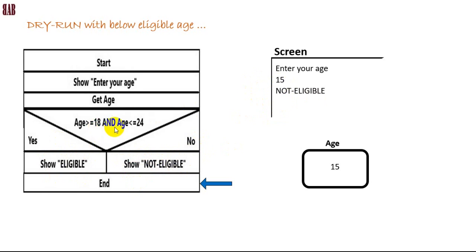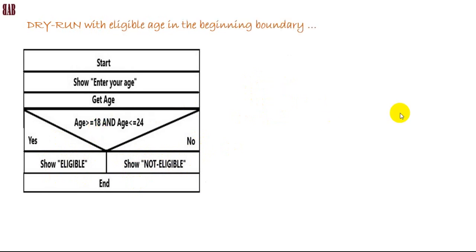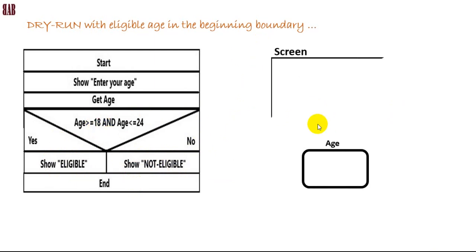Now let's try 18 and also see another dry run. Okay, that's on the boundary. So let's again have the two screen and the age variable. Then we start. Enter your age, message comes in. Then you wait for the age. Now let's say we type in 18, some value here. Okay, it goes in here, and then you go to the condition check.